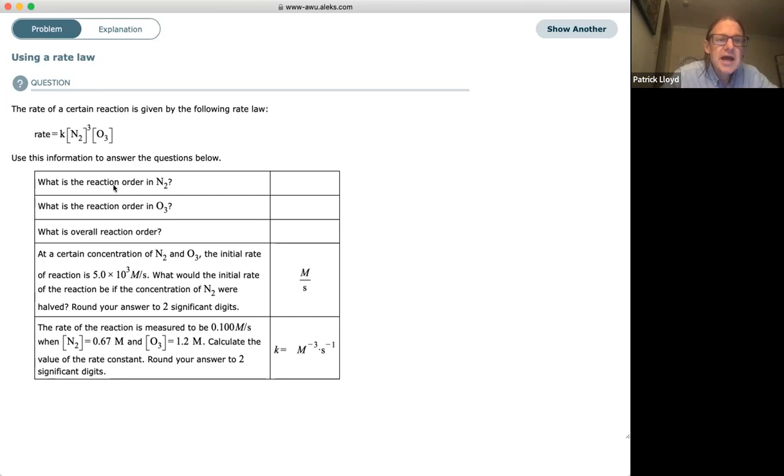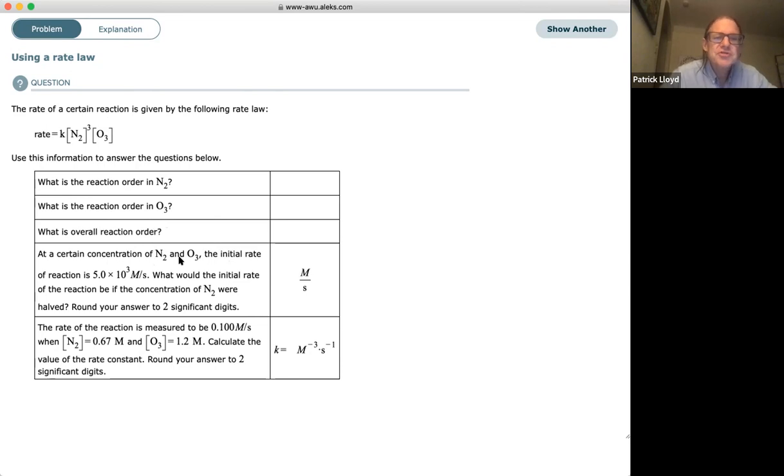What is the reaction order in N2? So what we said was the order is the exponent. So the order in N2 is 3. It's third order. For O3, there's nothing written up there, so that means it's a 1. So it's first order. For the overall reaction order, you just add them together. 3 plus 1 is 4. So that would be good.